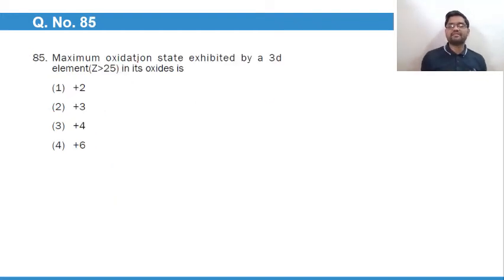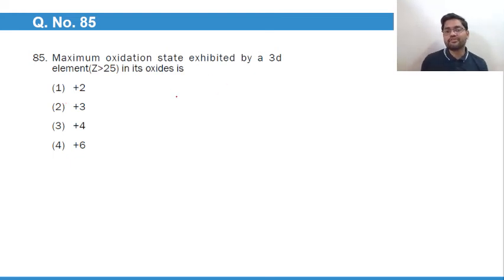85. Maximum oxidation state exhibited by 3d element from Z equal to 25, Z greater than 25, in its oxides. See, you know that in the 3d series, from scandium to manganese the oxidation state increases and then it starts decreasing, right? So obviously, if it starts decreasing, the highest oxidation state is not possible. The lower oxidation state is possible.